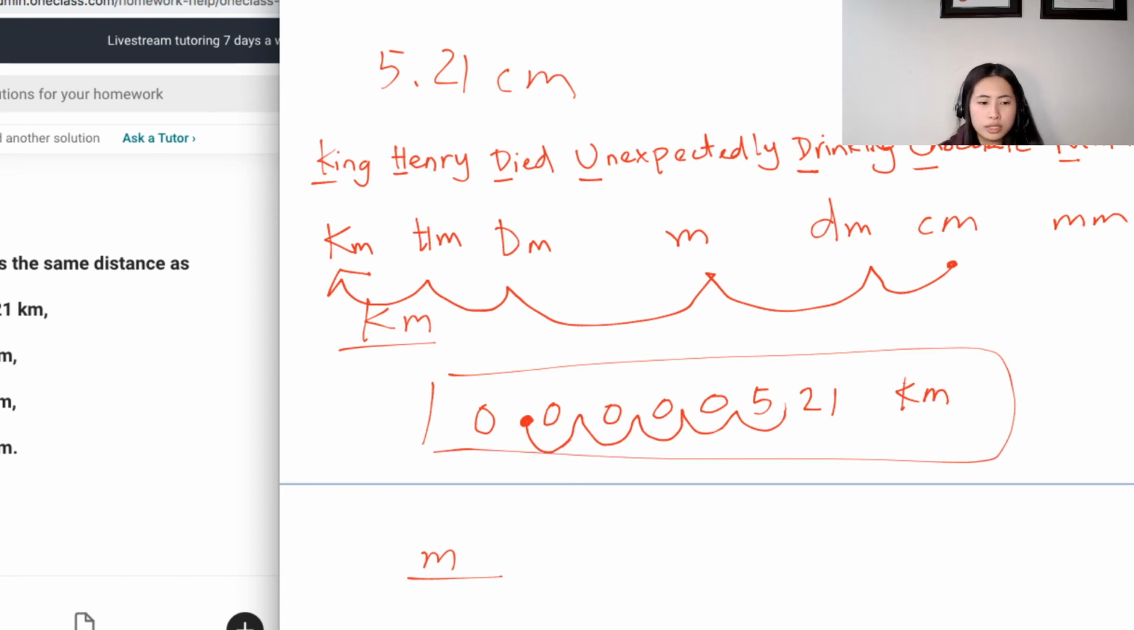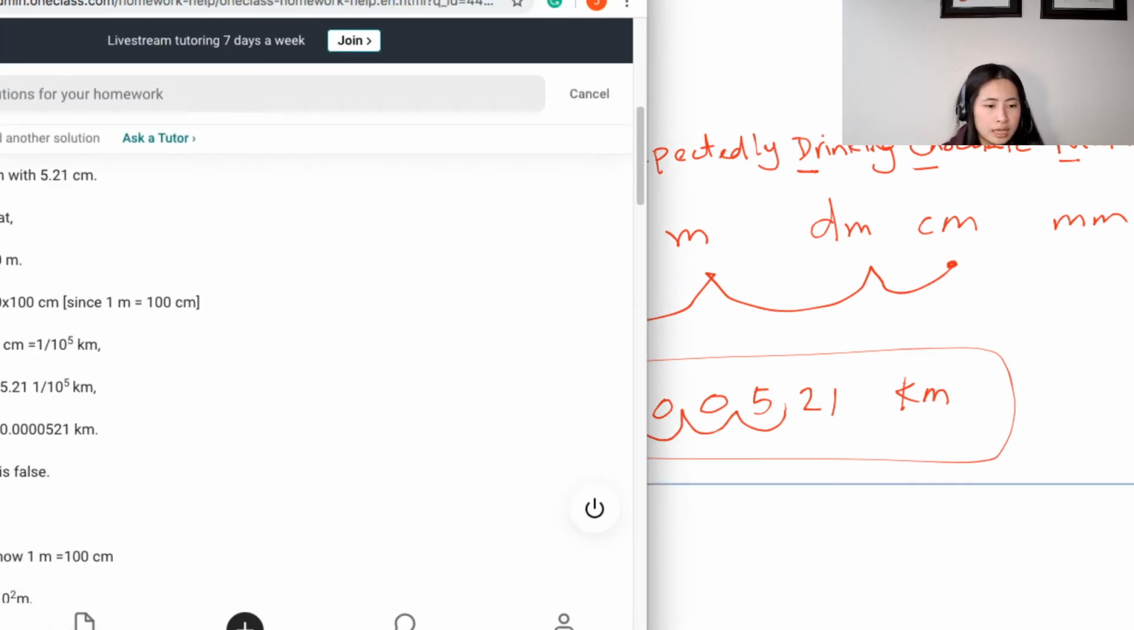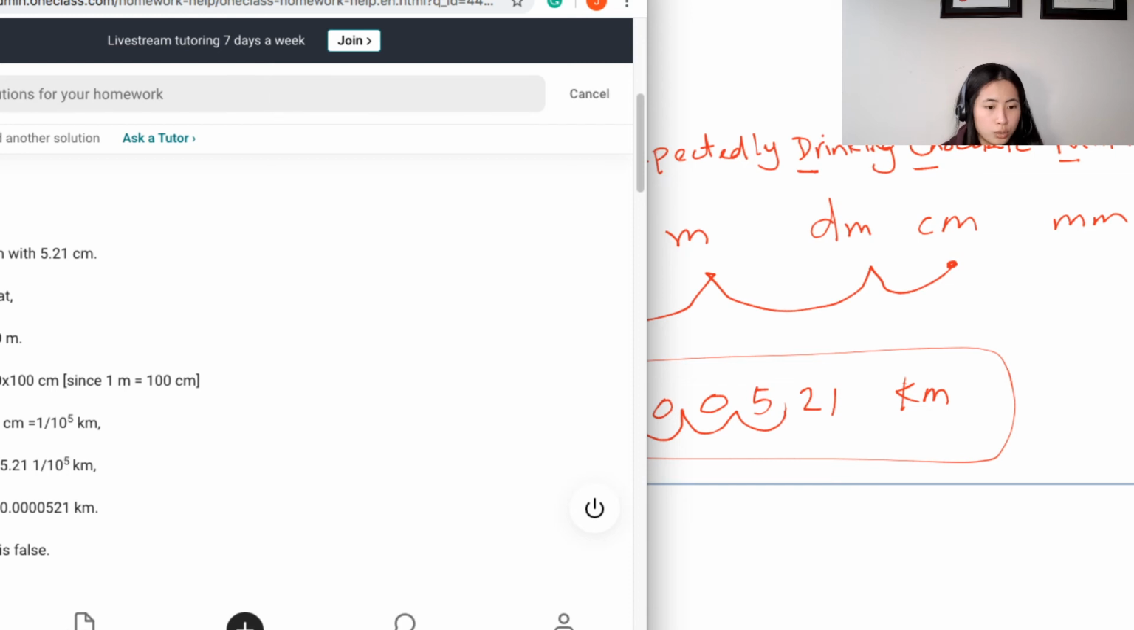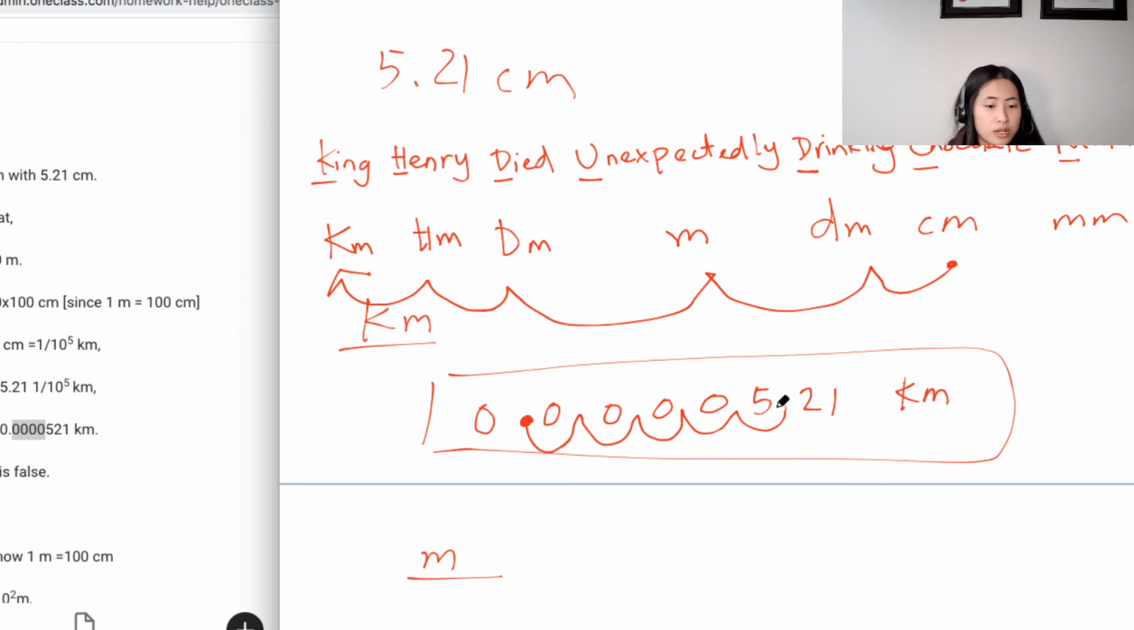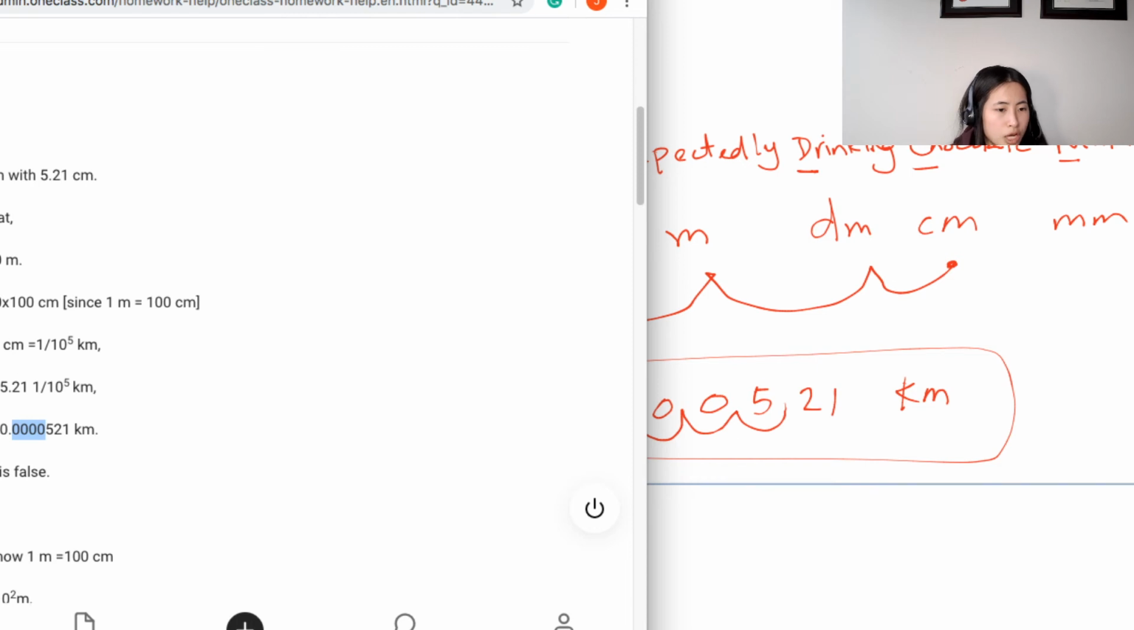So let's compare what they wrote. So they're saying that option A is false. That's true. And why is that? Well, if you're converting 5.21 centimeters, how many zeros did they have? So this is 1, 2, 3, 4. So they had 4 zeros, and we had 4 zeros too. So this is right. And they're trying to say that for every 1 kilometer, that's 1,000 meters, and then you have another 100 centimeters because we know that for every 1 meter, that's 100 centimeters. So this is right as well.